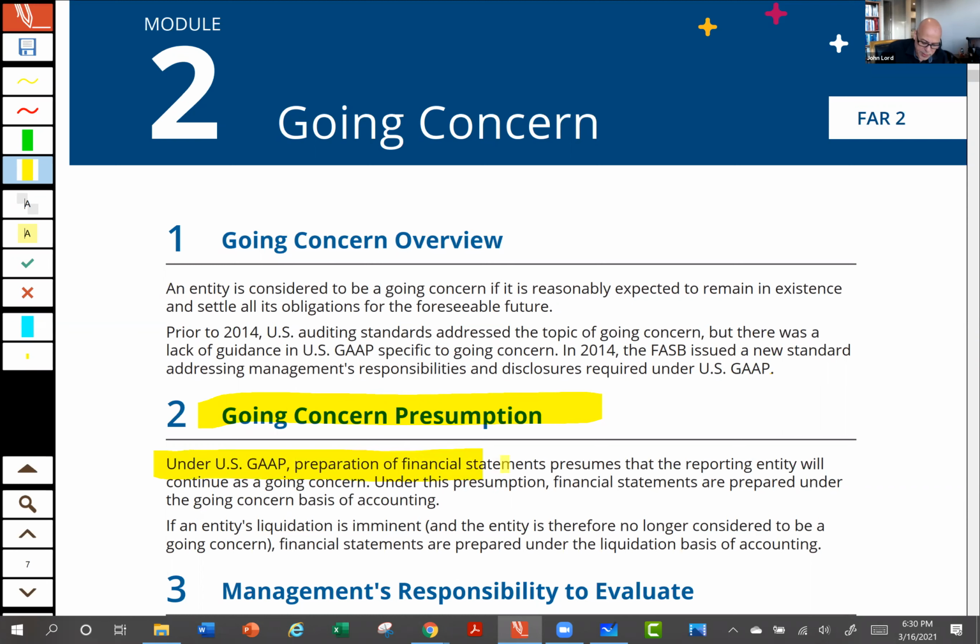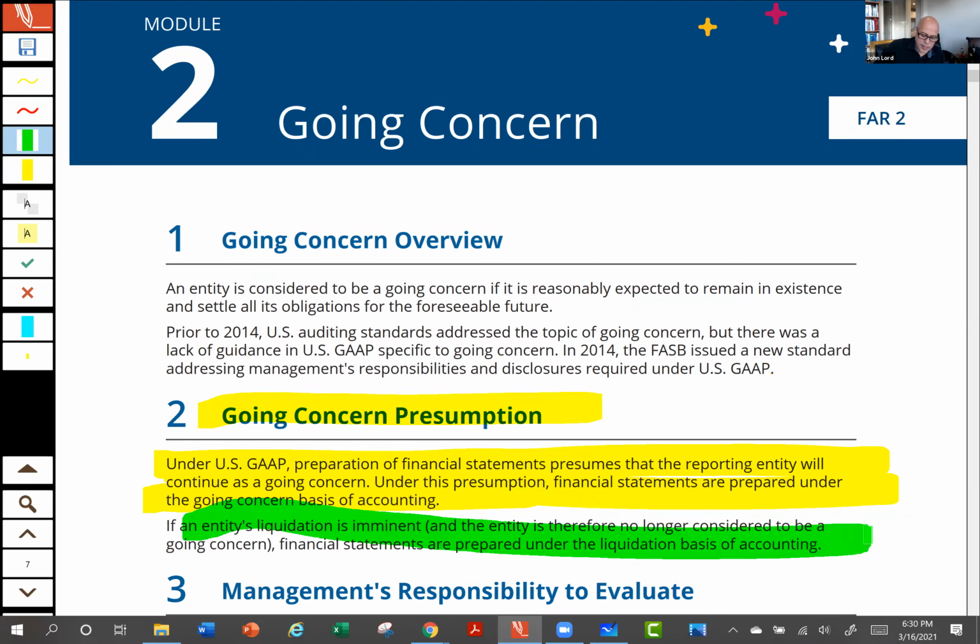Under US GAAP, we presume that the entity will continue as a going concern, and the financial statements should be prepared under a going concern basis. If the entity's liquidation is imminent, then you should prepare financial information on a liquidation basis. So what's the deal here? Even if you think you have a going concern issue, you will still prepare the financial statements under the going concern assumption. It is rare. Liquidation has to be imminent. We're saying the next 30 days or something in order to use the liquidation basis.